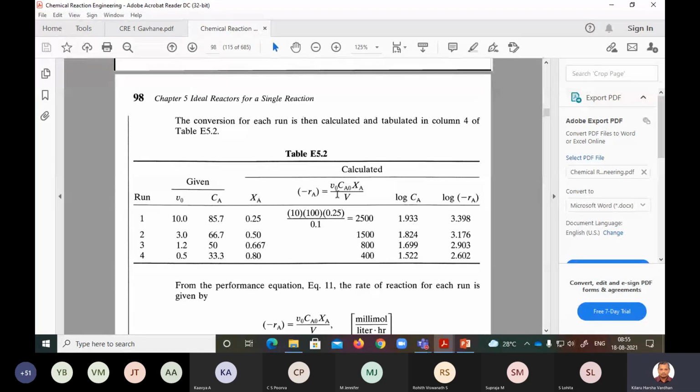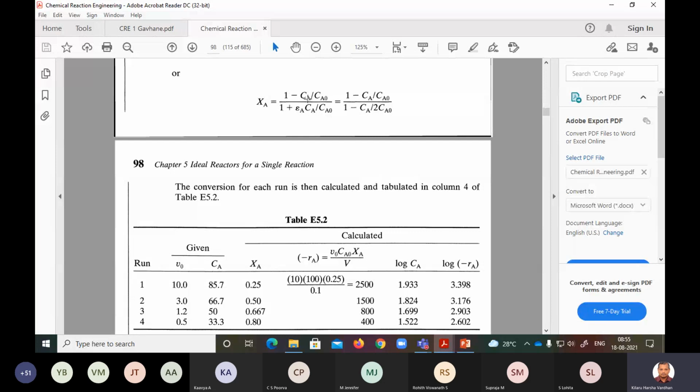So if you rewrite this in terms of minus RA, you get F by V into XA, where F is nothing but V naught into CA naught. So the data is giving you V naught, and CA is also given. We need to calculate XA.